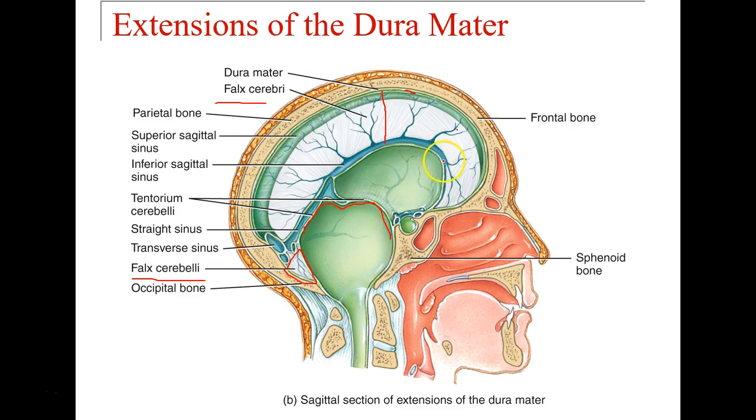Then a quick look at some blood flow. We have different sinuses, more or less veins. So this is the inferior sagittal sinus. We have the superior sagittal sinus, and we'll drain into a transverse sinus here. And eventually we will make our way to the jugular vein, which we'll see after a bit. So extensions of dura mater, falx cerebri, tentorium cerebelli, and falx cerebelli.